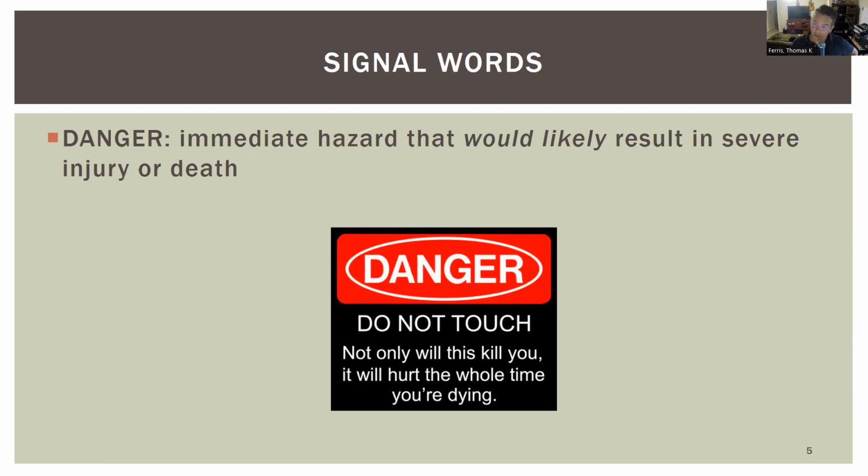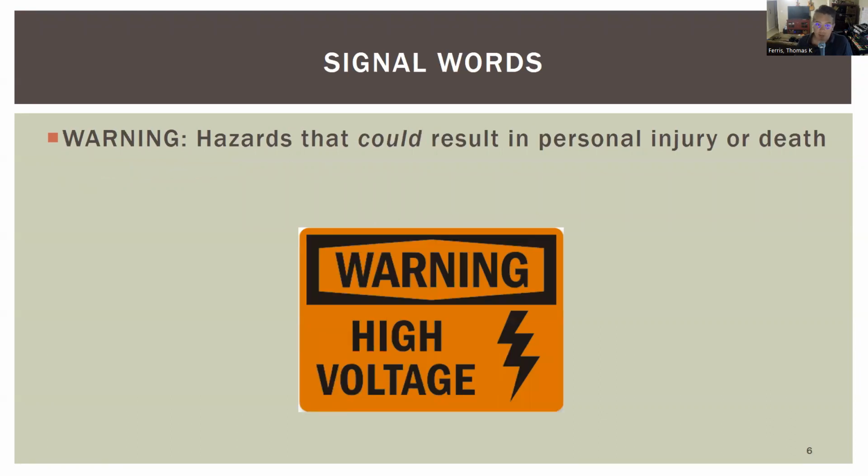So what do signal words mean, and what should you think about for things like your assignments? The word danger is reserved for hazards that would likely result in severe injury or death. So really only the biggest, scariest, most deadly things. Do not touch. It'll kill you and it'll hurt you the whole time, right? So danger is the highest level of risk of severity. Next, we have warning. This is defined as hazards that could result in personal injury or death, but also might not if you're exposed to them. So they could just hurt, or you could be fine.